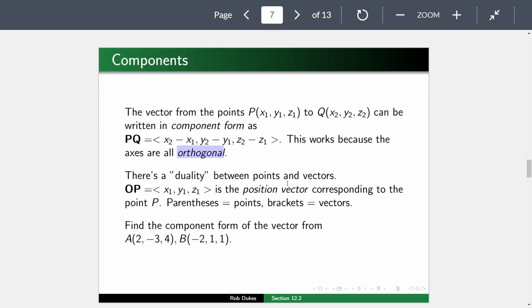Orthogonal means they're all at right angles. It's roughly the same thing as perpendicular. Perpendicular is Latin, orthogonal is Greek. Other than that, there's not really any difference, at least not in this class.